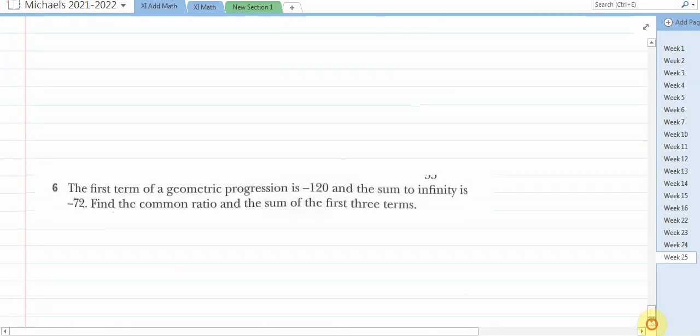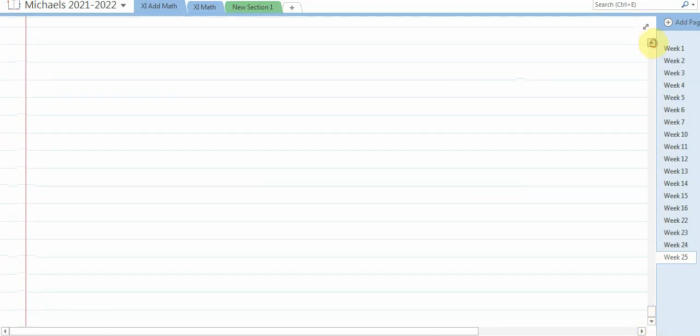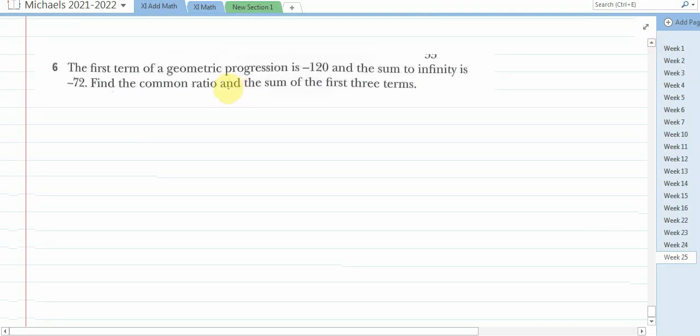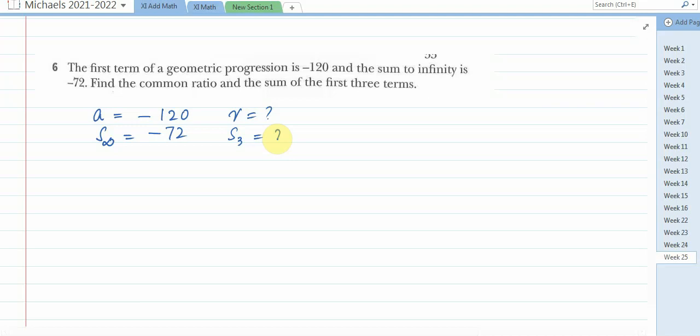Moving on to the next one. The first term of a geometric progression is minus 120, so you have the value of A, it's minus 120, and the sum to infinity is minus 72. So you have S infinity minus 72. You need to find the ratio R and the sum of the first 3 terms. The sum part we had done in the previous session, and for sum to infinity you have the working formula. So first give it a try and time is 4 minutes, so start.